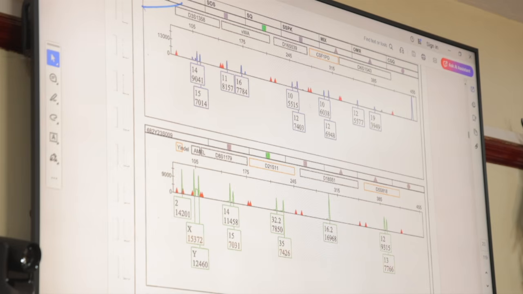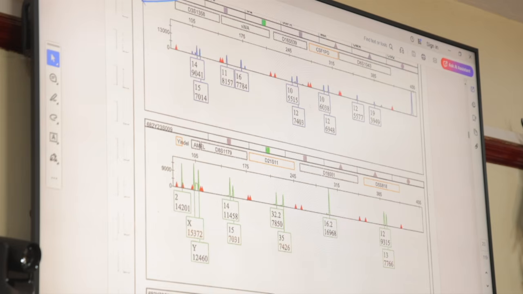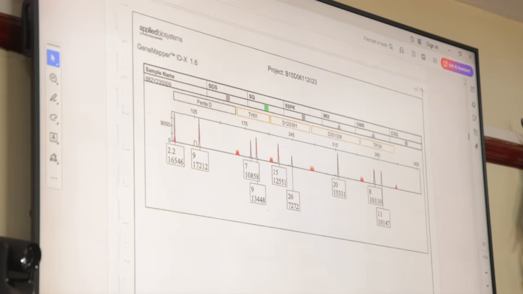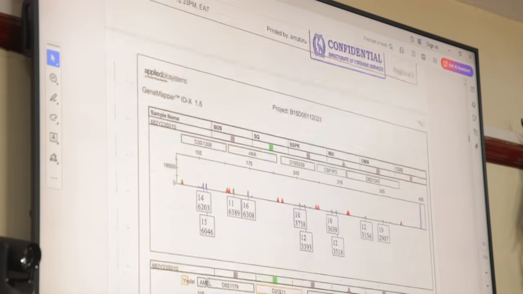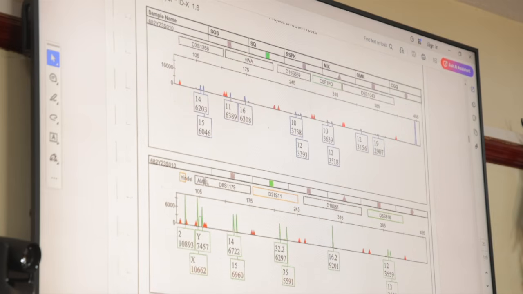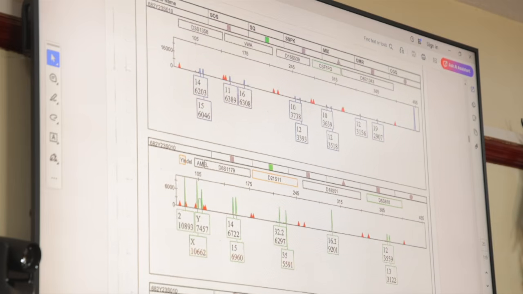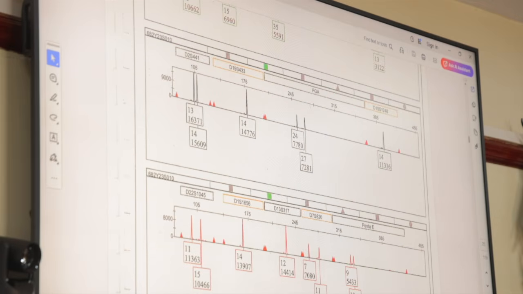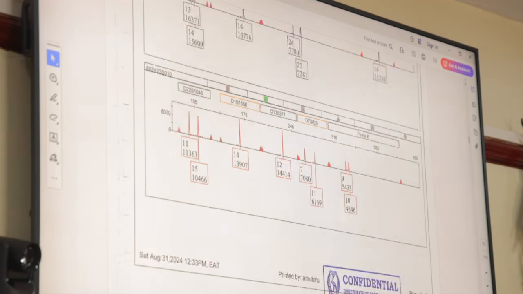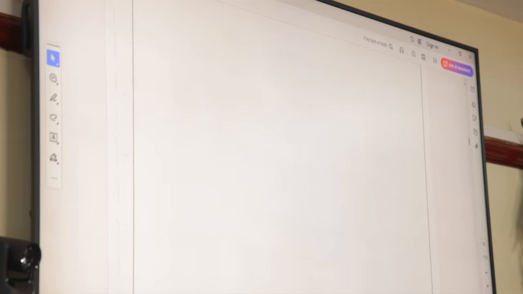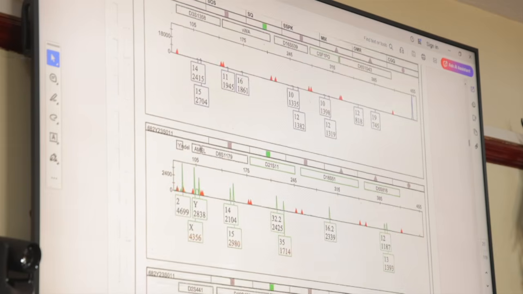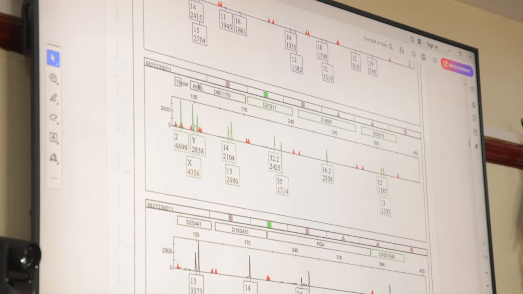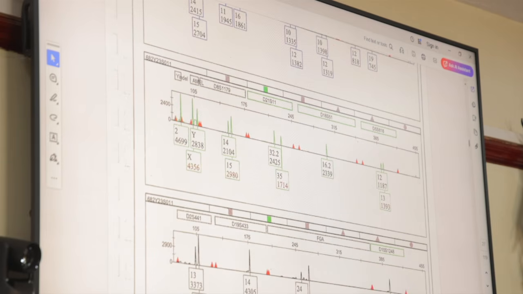S10, S010. I know that is at page 25. Yes, no evidence of ladder contamination. And also with sample S011, at page 27. Yes, again, no evidence of ladder contamination but indications of mixture. Okay.